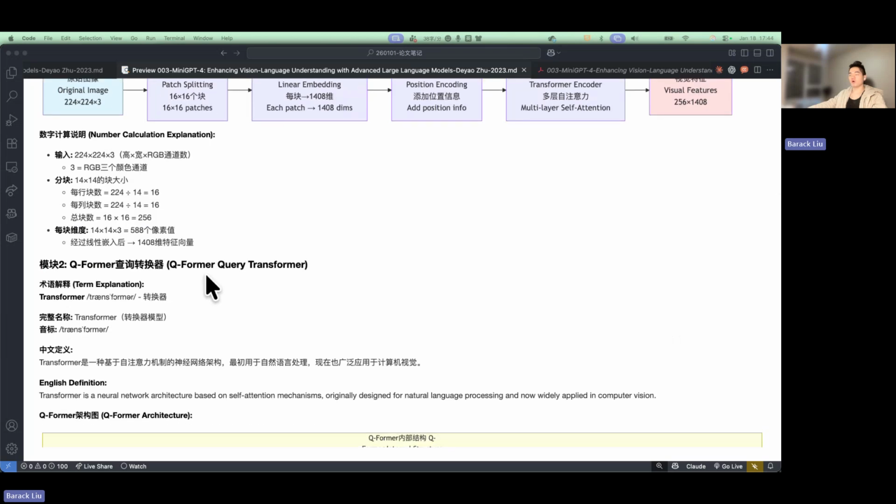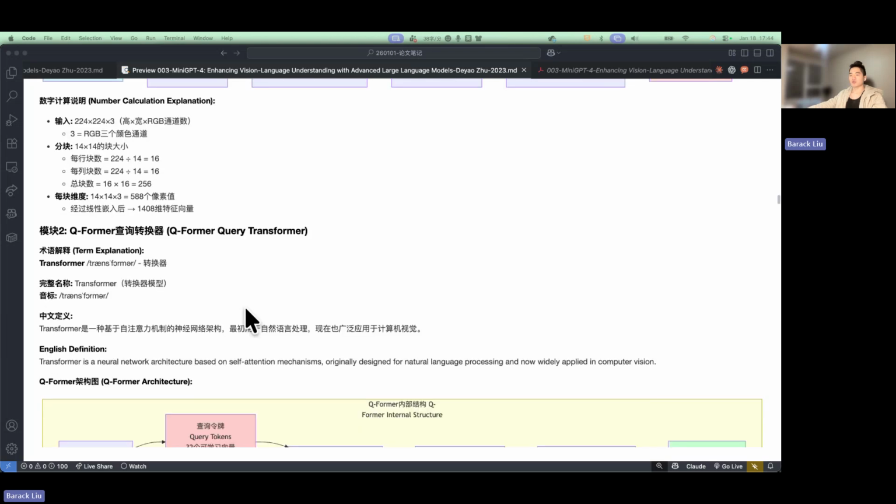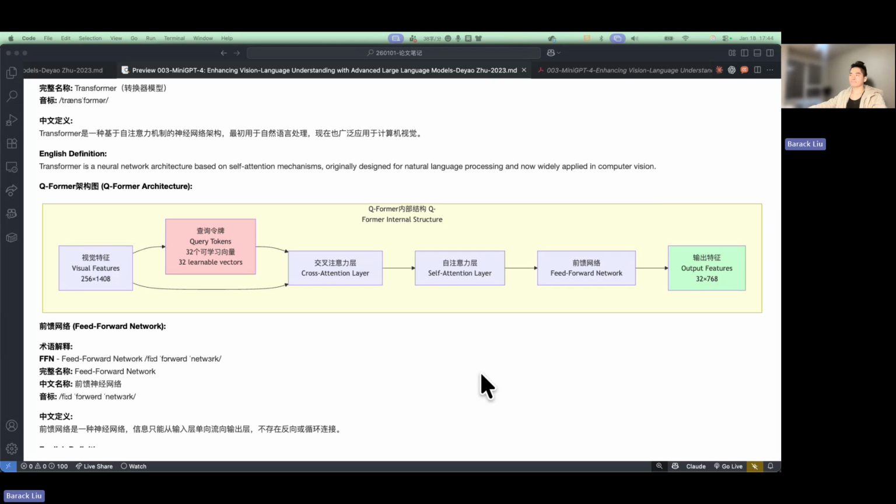Module 2, QFormer, query transformer. Transformer is a neural network architecture based on self-attention mechanism, originally designed for natural language processing and now widely applied in complex computer vision. The visual features, query tokens, cross-attention layer, self-attention layer, feed-forward network, output features.